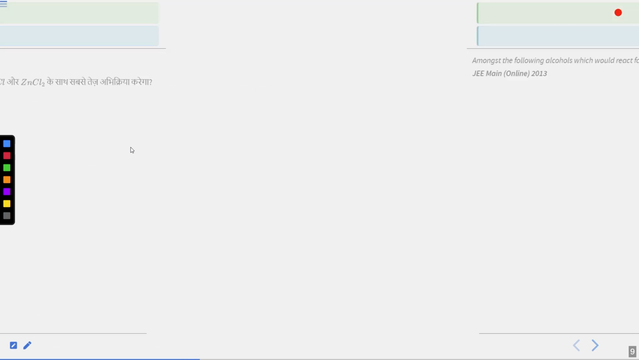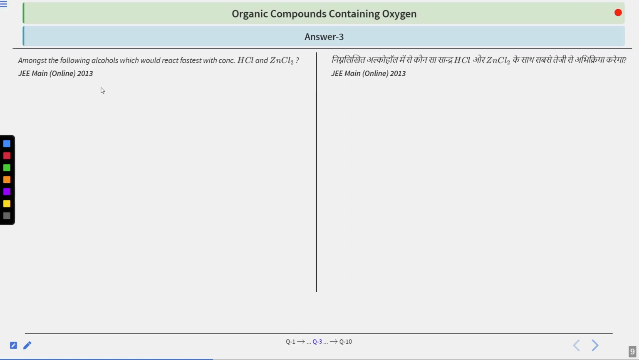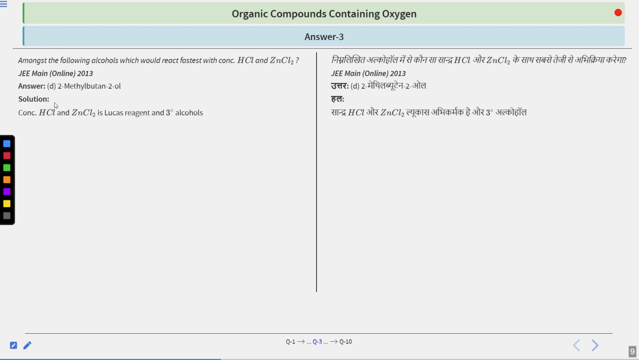Okay, let's see. The correct answer for the given question is option D, that is 2-methylbutane-2-ol. Concentrated HCl and zinc chloride is Lucas reagent, and tertiary alcohols, having a COH group, that means carbon directly bonded to the hydroxyl group, react fastest with it. Okay, so with the Lucas reagent, tertiary alcohol reacts fastest.